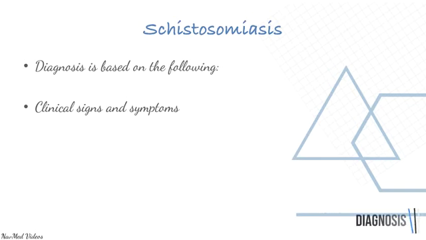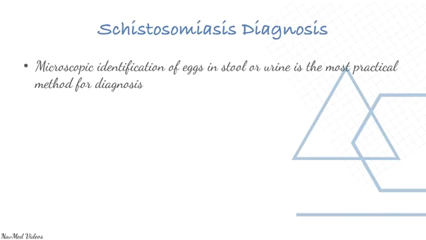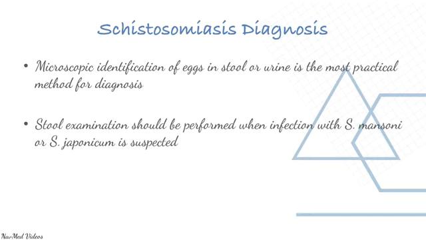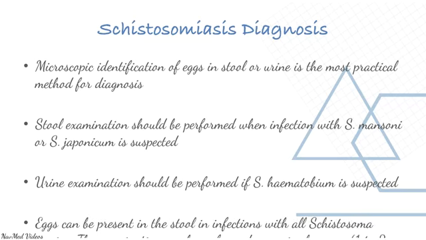Diagnosis is based on the following: clinical signs and symptoms, history of living in an endemic area, serological tests for antibodies and parasite antigens, and finding the characteristic eggs. Microscopic identification of eggs in stool or urine is the most practical method for diagnosis. Stool examination should be performed when infection with Schistosoma mansoni or Schistosoma japonicum is suspected. Urine examination should be performed if Schistosoma haematobium is suspected. Eggs can be present in the stool in infections with all Schistosoma species.